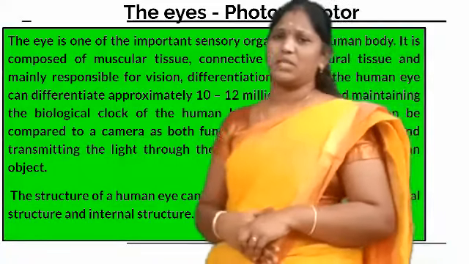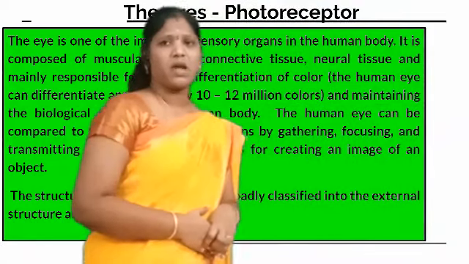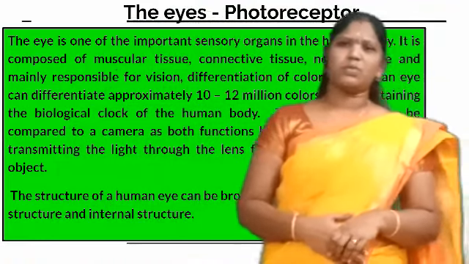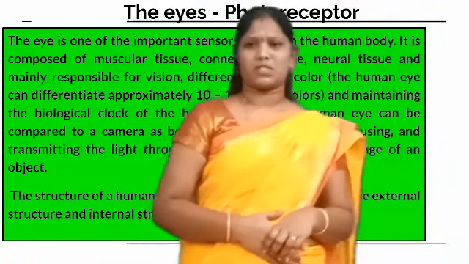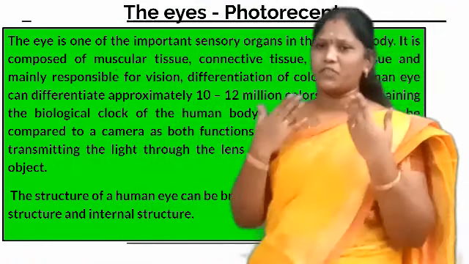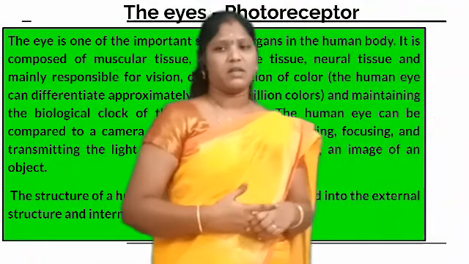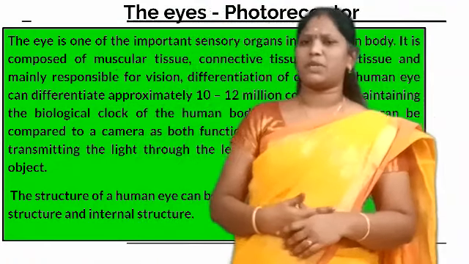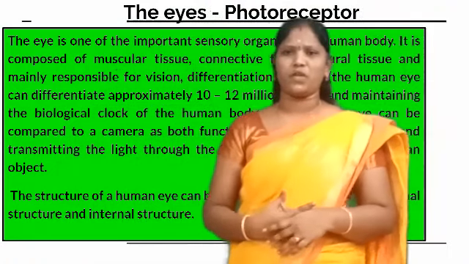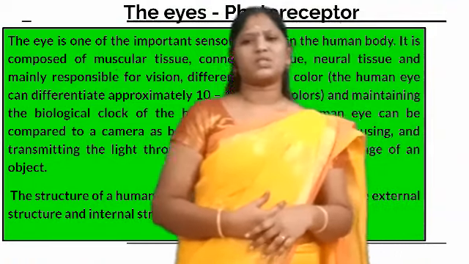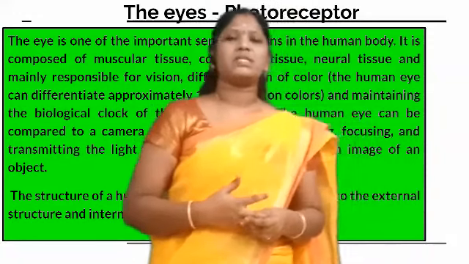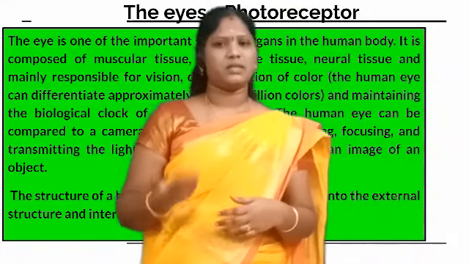Now we are going to see about the eye. Photoreceptor. The eye is one of the important sensory organs in the human body. It is composed of muscular tissue, connective tissue, and neural tissue, and is mainly responsible for vision. Differentiation of color. The human eye can differentiate approximately 10 to 12 million colors and it maintains the biological clock of the human body. The structure of the human eye can be differentiated into 2 types: external structure and internal structure.